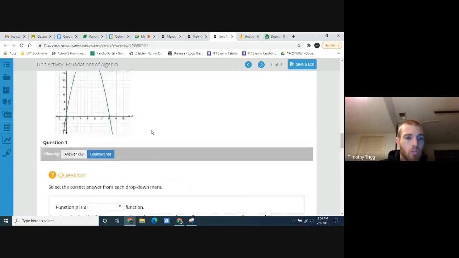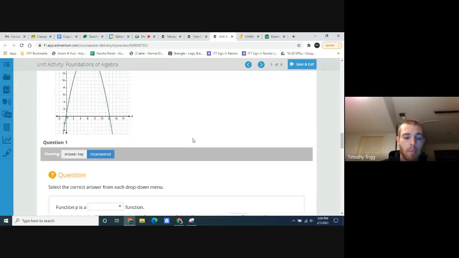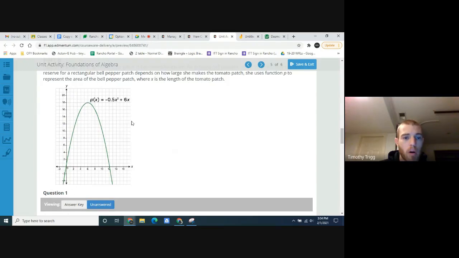Okay. So what kind of function is this? What kind of graph is this? Well, it's a parabola, right? And what kind of function produces parabolas? That's going to be a quadratic function. You can tell it's quadratic because it has x squared in it, and also it produces a parabola.